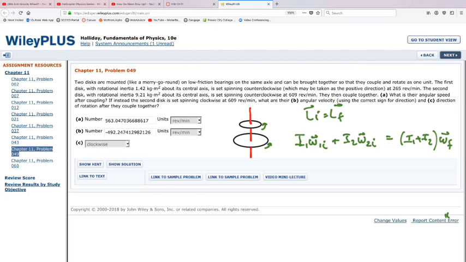I've left the vector signs on these because in part B, what's different? The direction of the second one or something like that, right? Okay. One of these is different. And so what do you think you're going to have to do with that number? Make it negative. You call one of them positive and the other one spinning the opposite direction, you better put in a negative value.